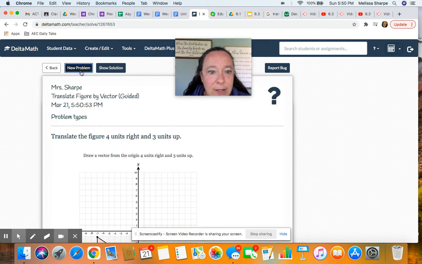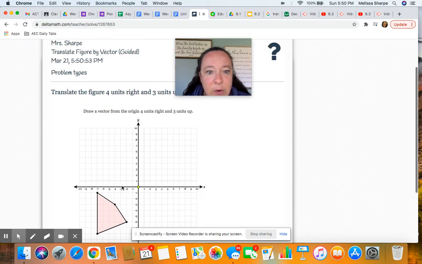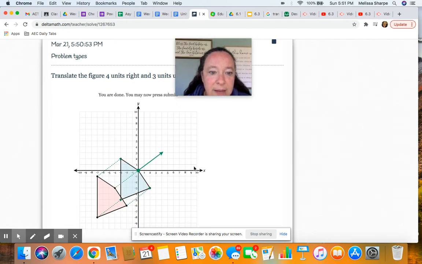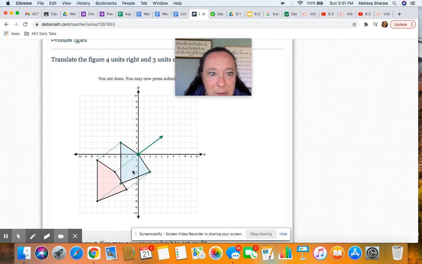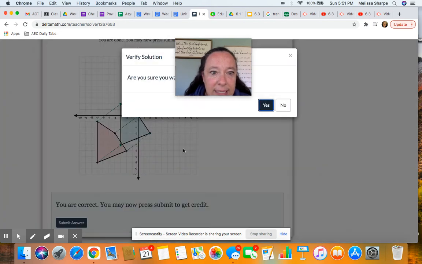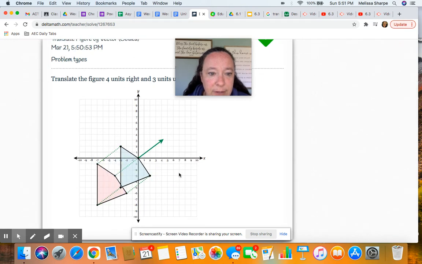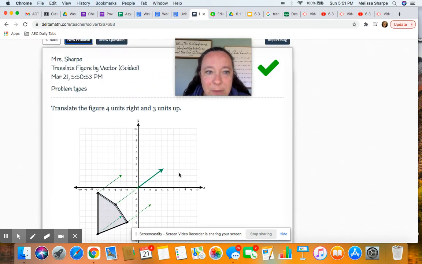Okay, so let's look at this one. This one's going 4 units to the right and 3 units up. So 4 units to the right, 3 units up. There's my vector movement. And then I'm going to put this on the end. So on each vertex, it will simulate for me the movement. Okay, so I can see, oh, there's where it's going. Press submit and we can see the simulation. So look, cool. It's a vector movement.